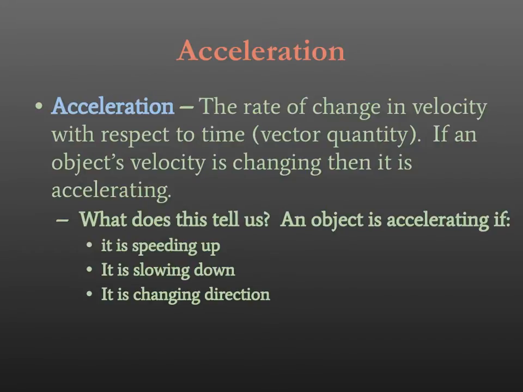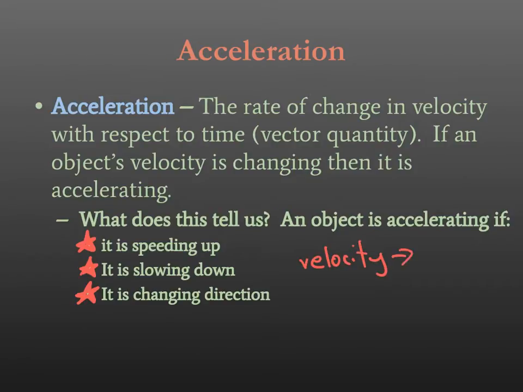So what that means then is if an object's velocity is changing in any way, it's accelerating. And there are three ways that this can occur. The velocity can change by the object speeding up. The object's velocity can change by it slowing down. Or its velocity can change by changing direction. Again, because velocity is a vector quantity, so direction matters.